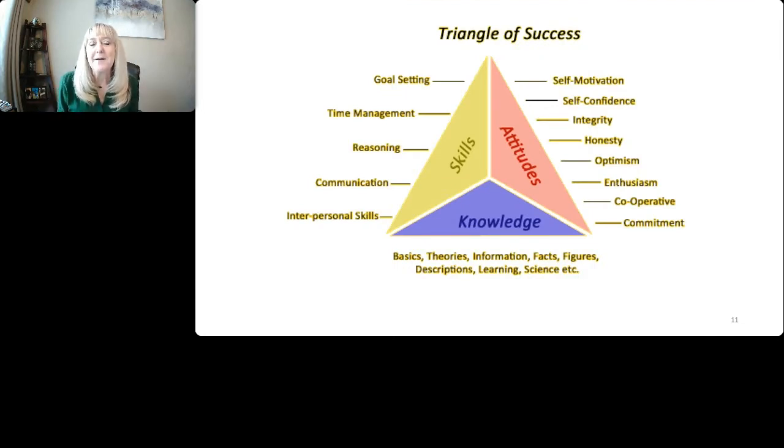I always like this slide, and this is called the triangle of success. I've seen it done in various ways, but from what we're discussing today, it's really referring to the KSA model, which is your knowledge, skills, and attitudes, which sometimes you see as abilities. But in this circumstance, we're looking at attitudes. So your knowledge as a supervisor is: do you have the theories? Do you have the information, the facts, the figures, the descriptions, and the science? Do you have all the information to be successful in your job?